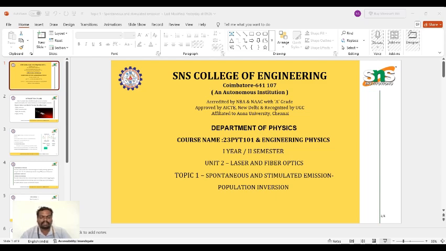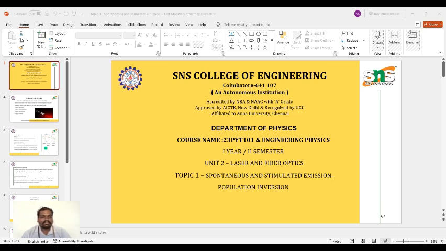Today we are discussing the topic of lasers, in the methods of spontaneous and stimulated emission and the population inversion method. Introduction: a laser is a device that emits light through a process of optical amplification based on stimulated emission of electromagnetic radiation. Lasers have four different characteristics: highly coherent, highly monochromatic, high directionality and high intensity.